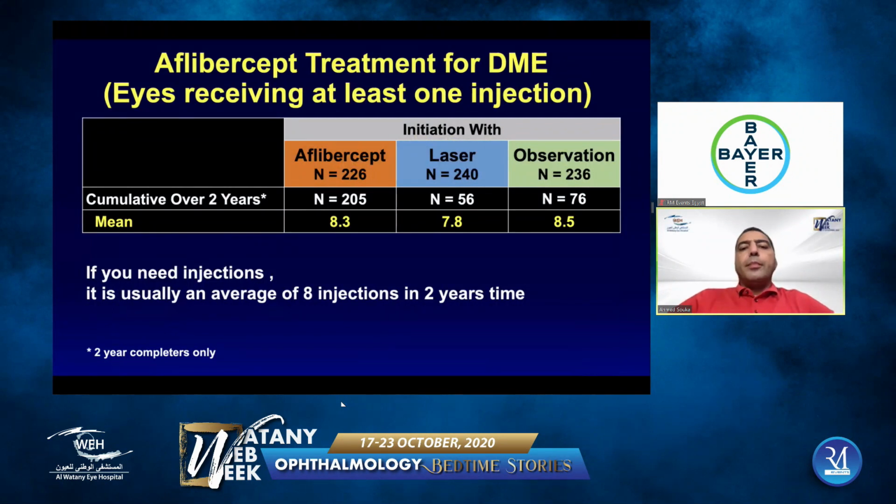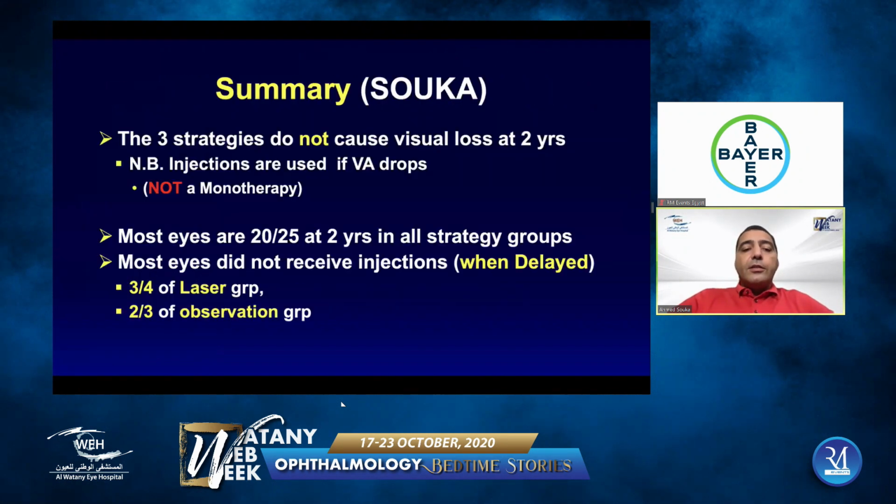Maybe if the patients drop and you give injections, you might give fewer injections than starting early with injections, or observing and not giving injections, or laser to reduce the number of injections. Unfortunately, the patients who did receive injection after laser received the same average number of injections to reach the same good endpoint. Again, it's in the area of 8 injections over the 2 years. So laser did not show any benefit at all, even in the number of injections.